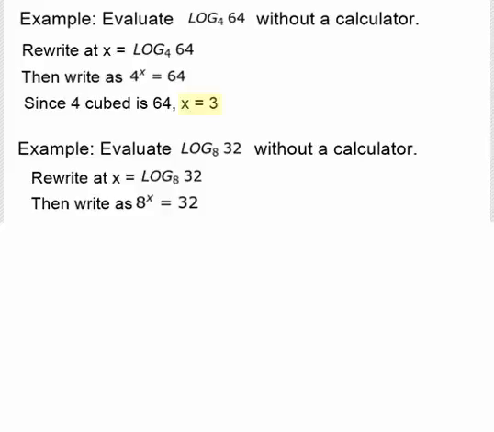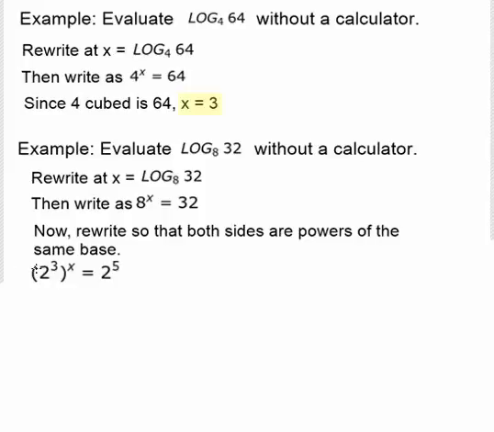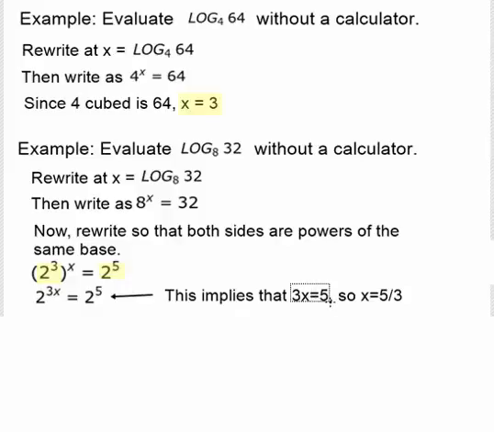To find that fraction, we have to rewrite both sides as the same base raised to a power. In this case, 8 is a power of 2, so we can replace 8 with 2 cubed. 32 is a power of 2. We can replace 32 with 2 to the 5th. And now we can apply the exponent rule on the left. A power to a power means we multiply exponents. We then get 2 to the 3x equals 2 to the 5th. Now what this implies is that 3x has to equal 5 since we have the same base on both sides. So then we let 3x equal 5, and when we solve that, we get x equals 5/3.